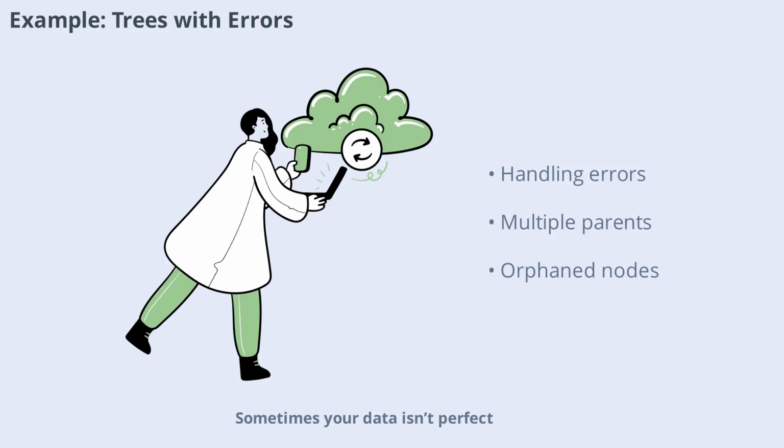Sometimes your data isn't perfect. The T-demo table includes trees with topology errors, such as nodes with multiple parents, cycles, or orphan nodes. For instance, node F6 is an orphan because its parent doesn't exist. These examples show how SAP HANA's hierarchy functions can detect and handle inconsistencies, ensuring you can still generate meaningful hierarchies even from messy data sources.